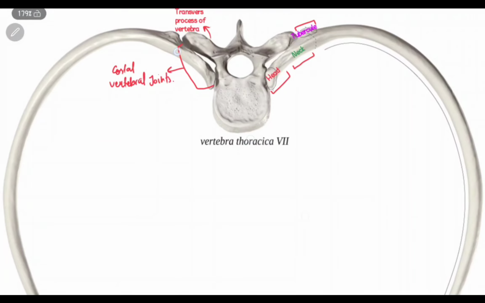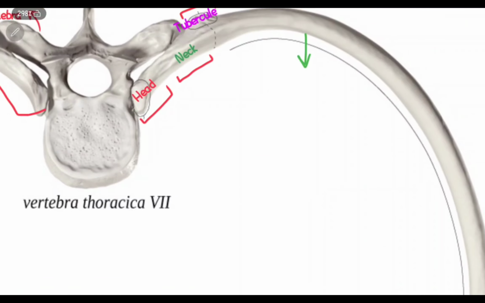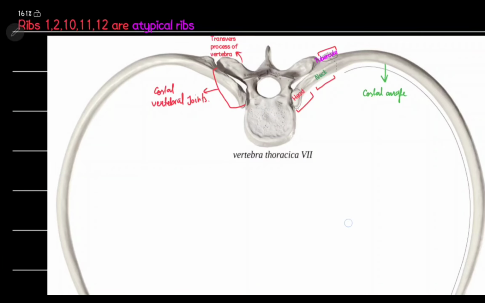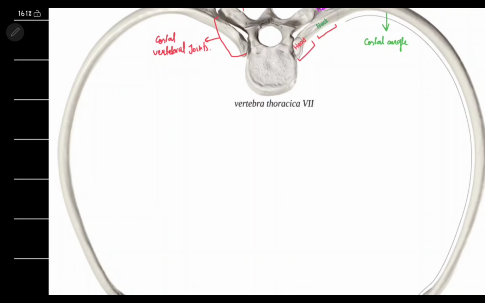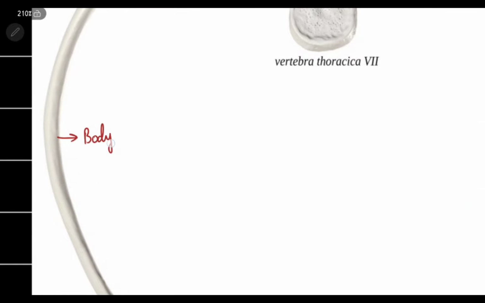Up next we have the costal angle. So what is the costal angle? The costal angle is the angle from where the rib starts to take the bend. So this is the rib and then all of a sudden it bends. This bend is known as the costal angle. Up next we have the body of the rib. This is the most important part of the rib, which is the body. This white part over here, the flattened and white part, is called the body of the rib. It's also called the shaft.